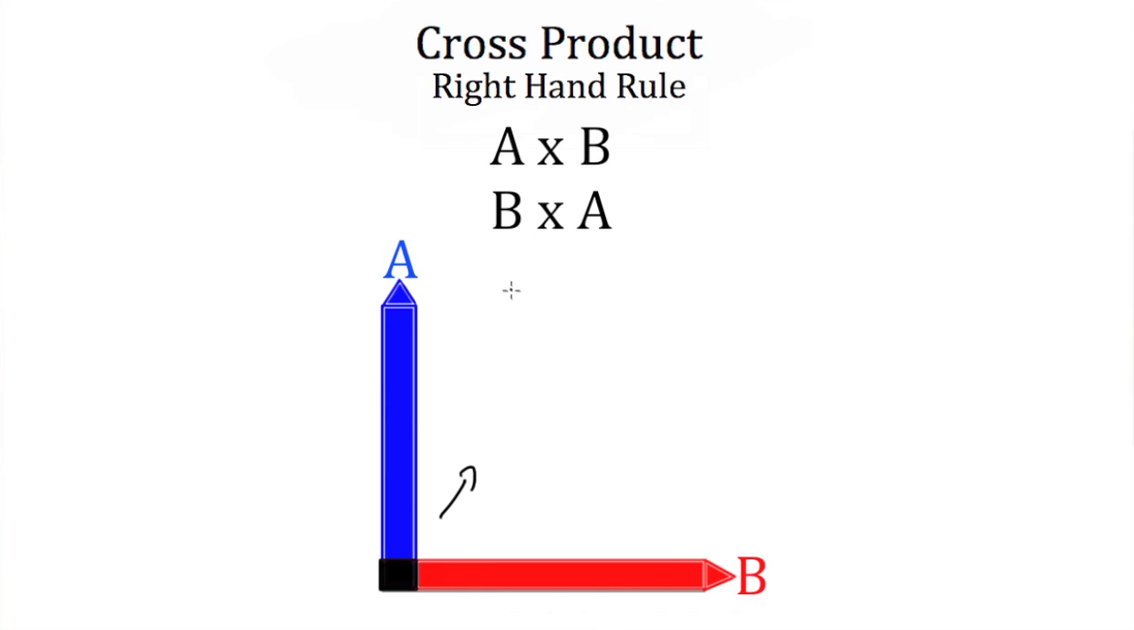Now if I want to cross B with A, I put my pointer finger in the direction of B, the rest of my fingers, or at least my middle finger, up in the direction of A, and my thumb should be pointing directly out of the screen. So B crossed with A is going in the opposite direction, and that vector would be coming out of our screen.